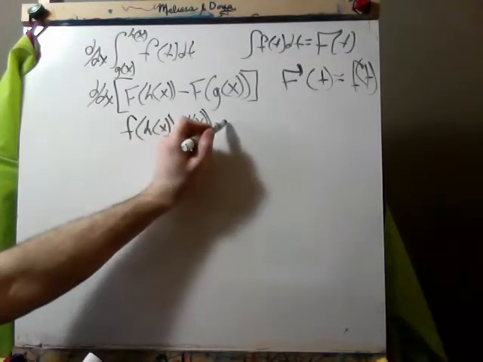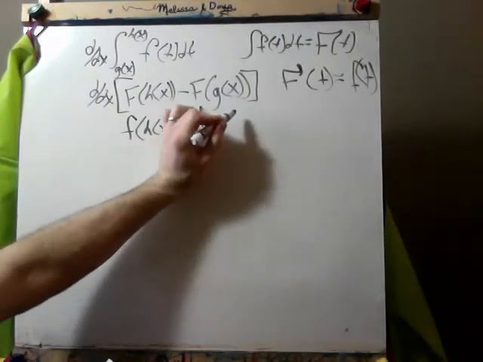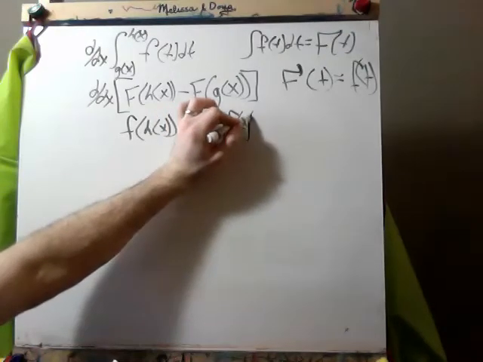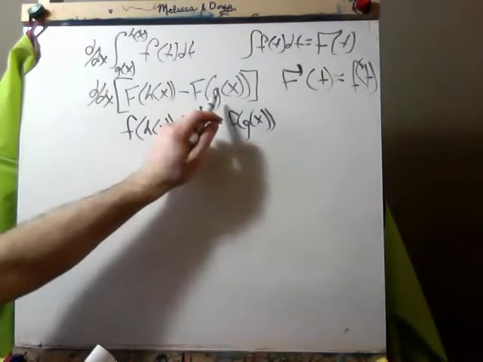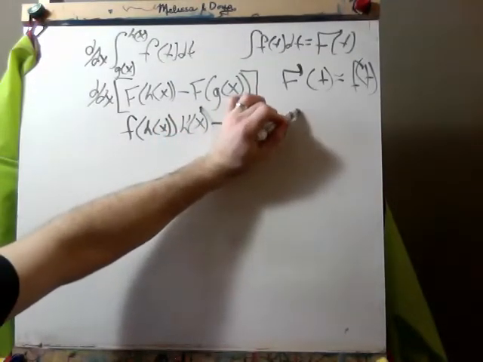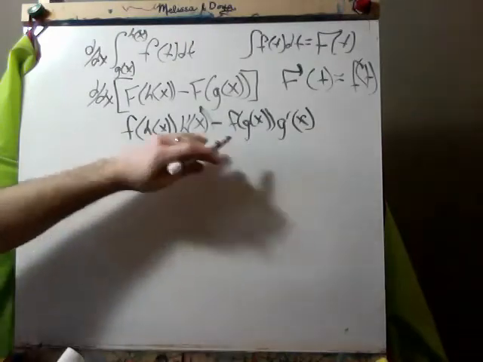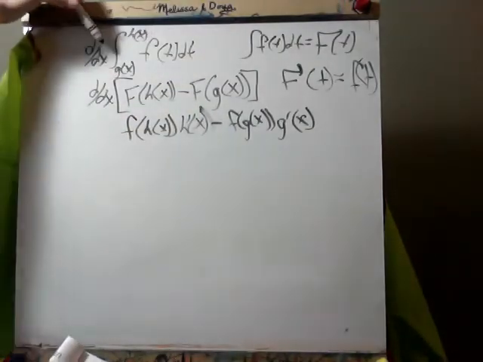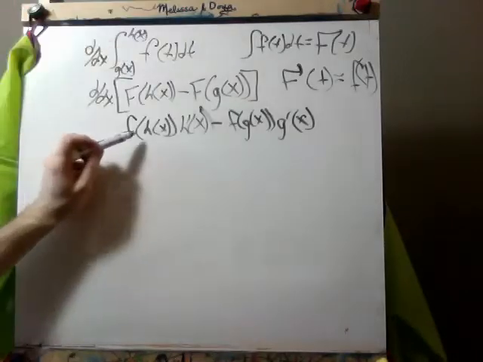Okay. Then minus, same thing, little f of g of x, then times the derivative of the inside, so g prime of x. Alright? So that means when we have the derivative of an integral, this is our most generic form.